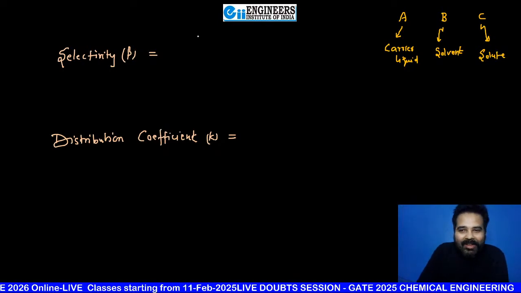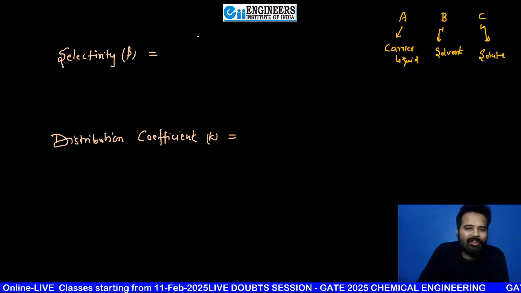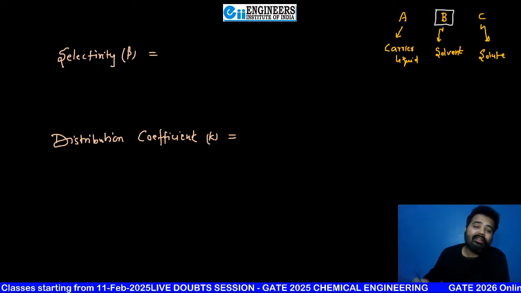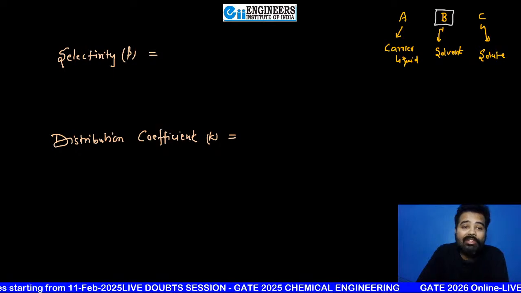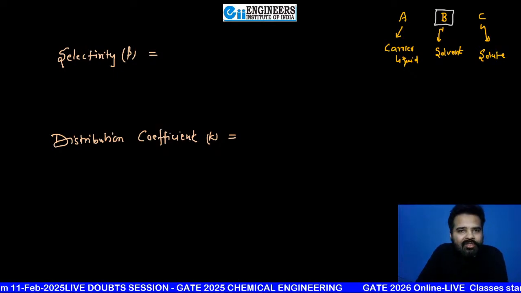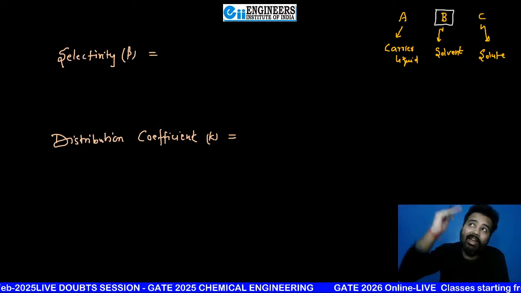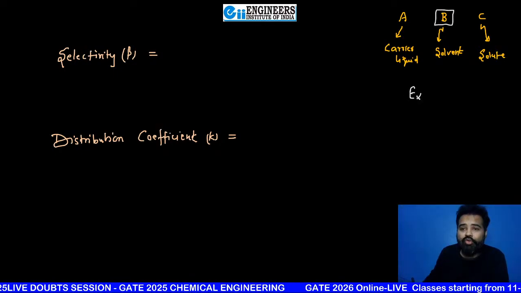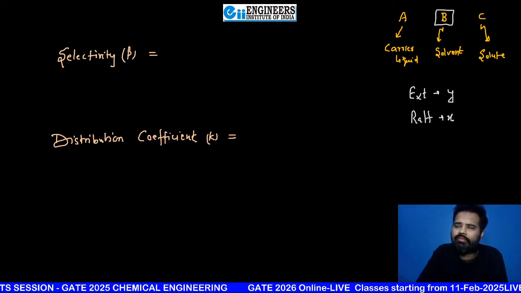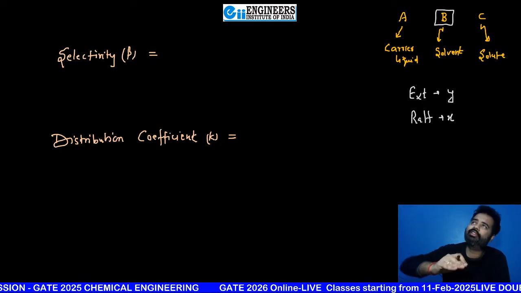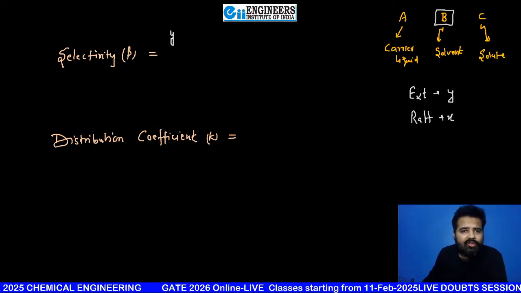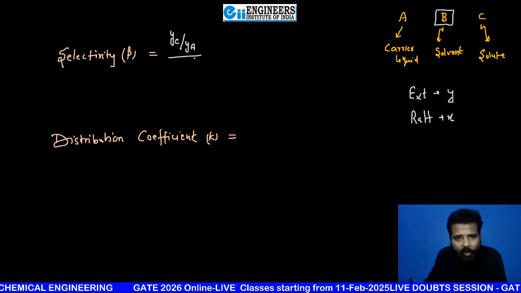Now see selectivity. Whenever you are defining selectivity or the distribution coefficient, you do nothing with this B. B is not present in the definition or calculation of selectivity or the distribution coefficient. Selectivity means, in fraction form, the value of C by A in the extract phase. If I represent the extract phase with Y and the raffinate phase with X, why like gas going up? This is not gas, but the extract phase is what you get as the top layer. So selectivity is YC by YA upon XC by XA.